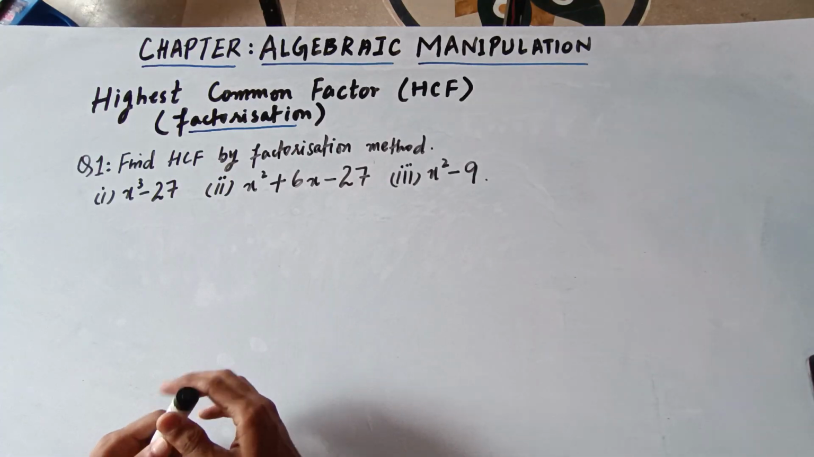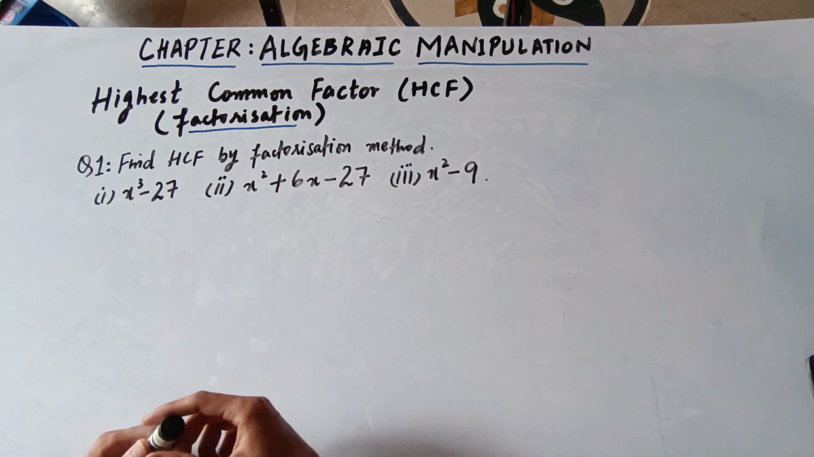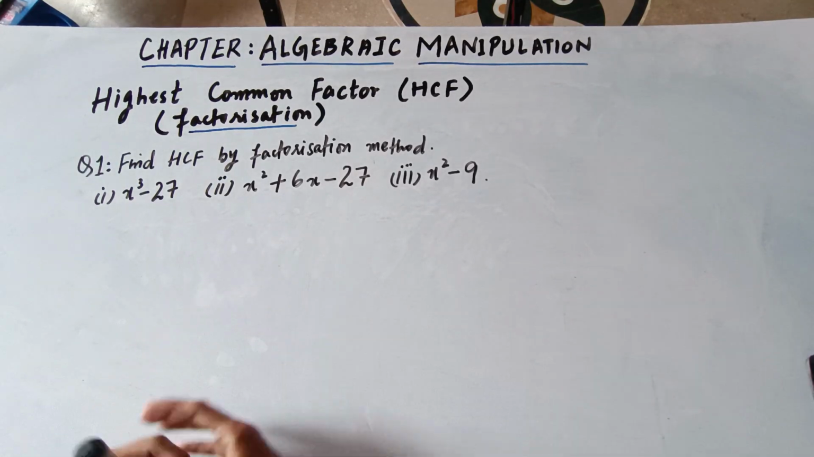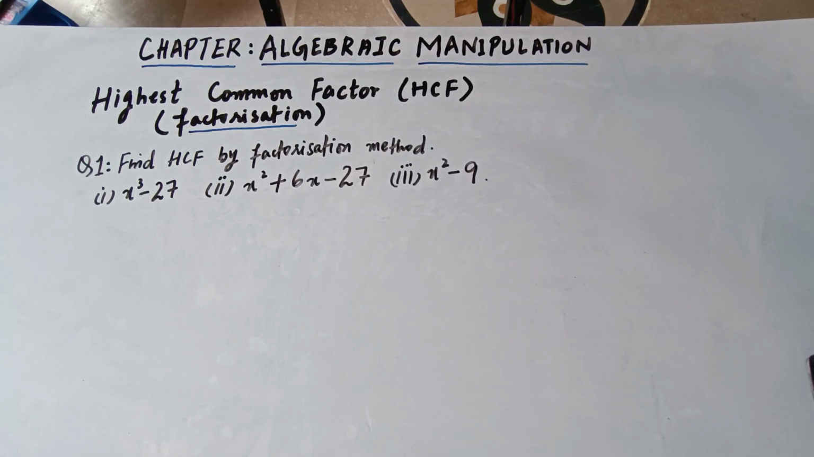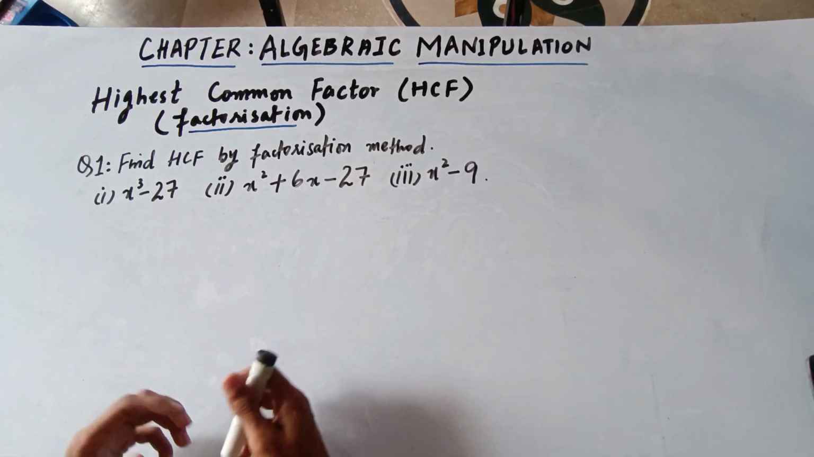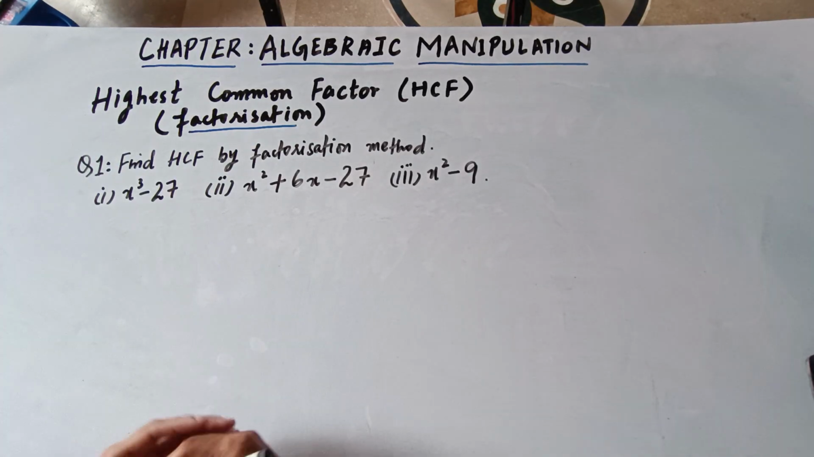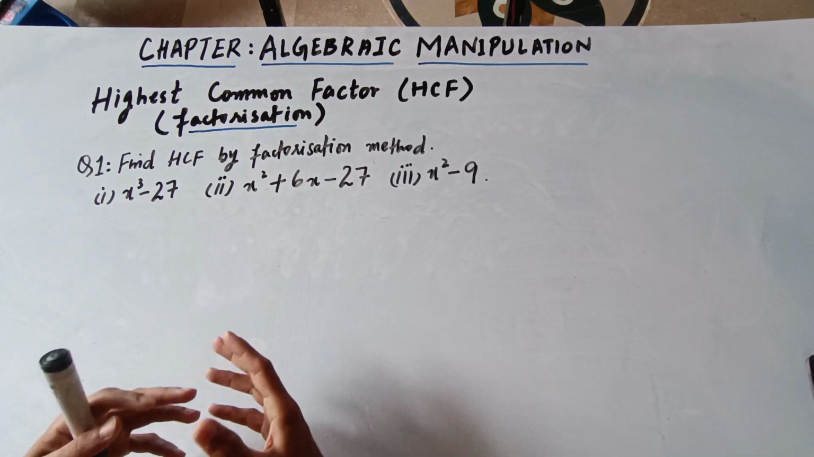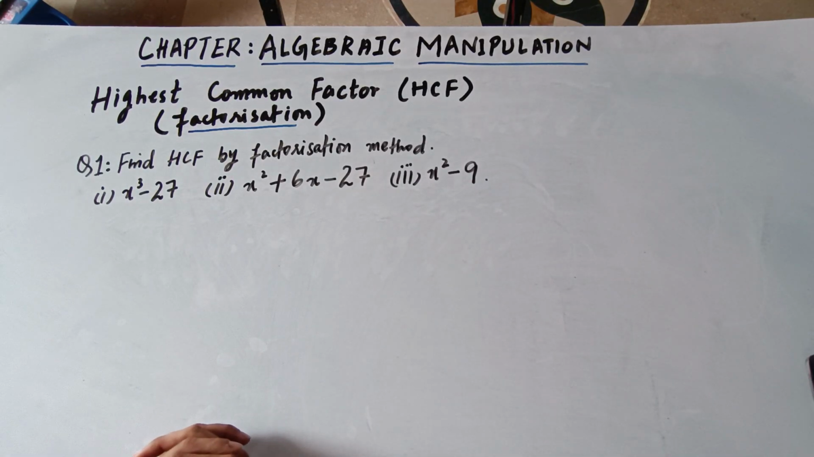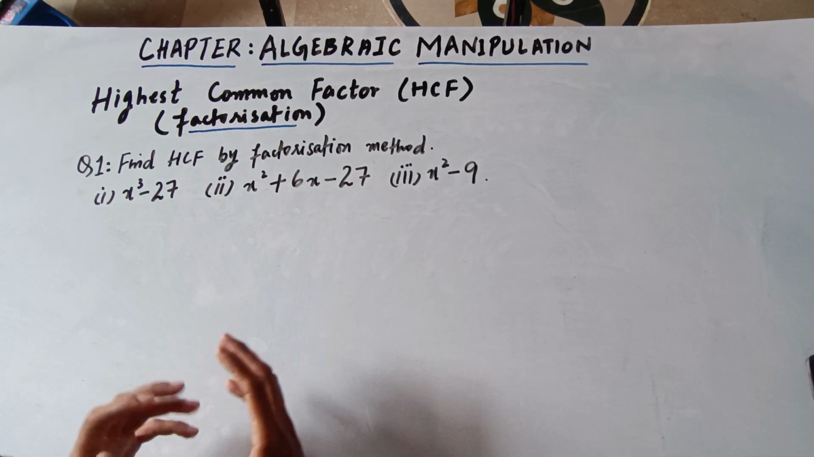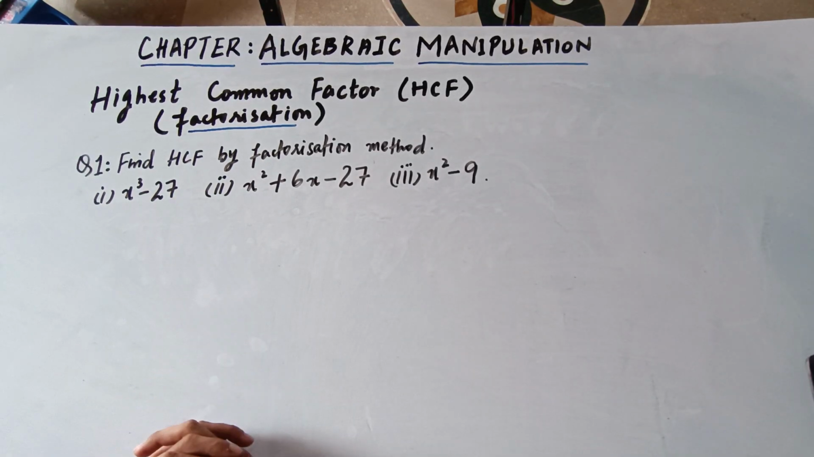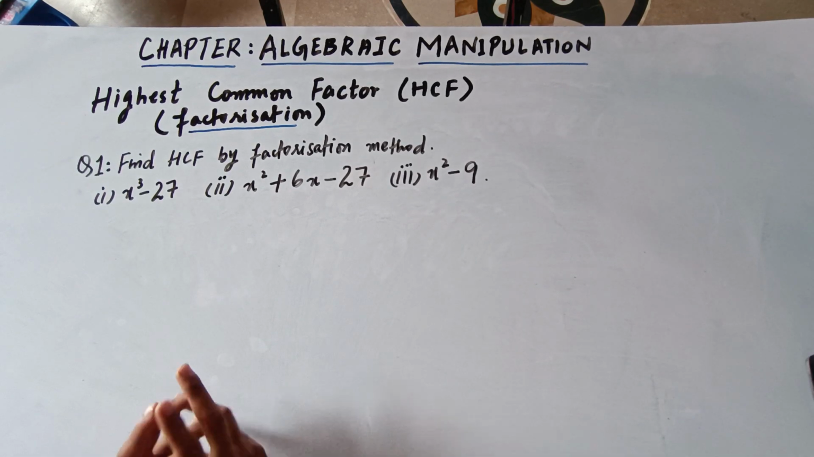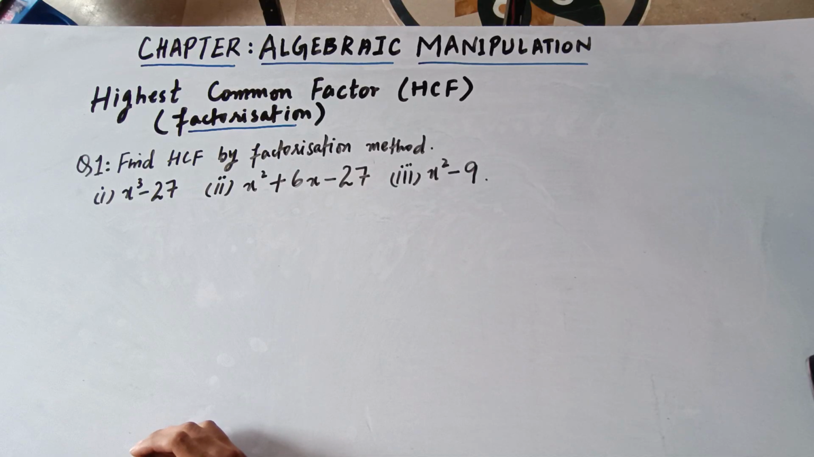The first topic that we will cover in this chapter is Highest Common Factor, HCF, that you people already have done with numbers. There are two methods to find HCF in algebraic manipulation. First one is factorization method and another method is division method. So in this particular video, we will try to cover HCF by factorization method, and we will see the questions in which we will do LCM as well by using factorization method.